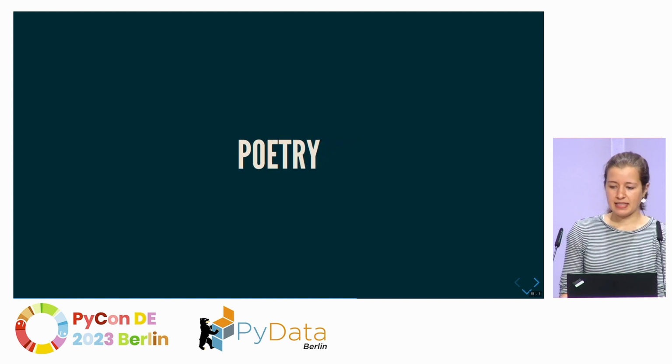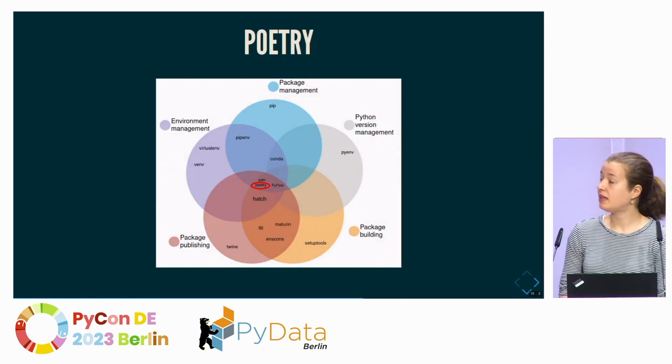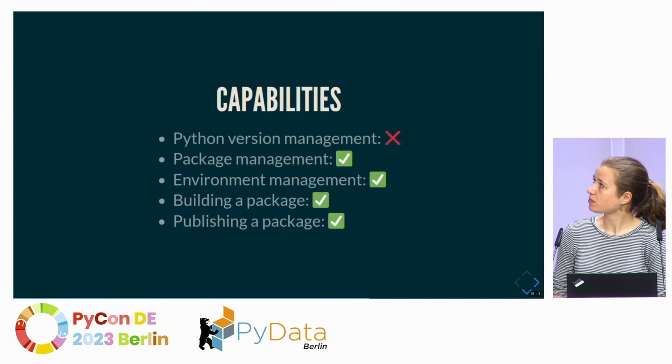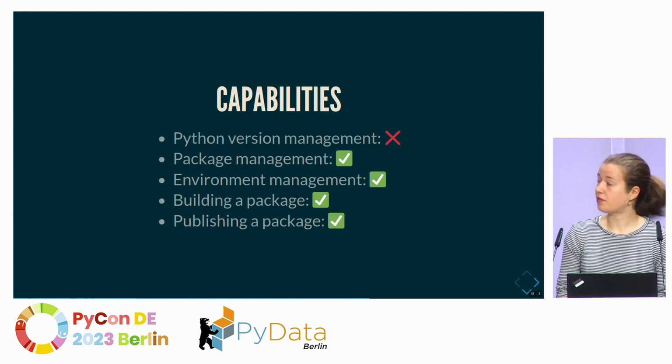Okay, next up is Poetry, which sits here in our Venn diagram, quite small the name. But you can see that it can do everything except for Python version management. Here's in text form once again. So yeah, it fulfills all of these tasks.